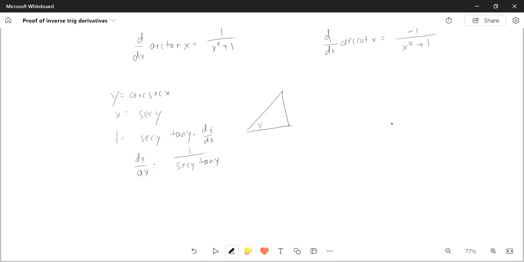So now we have to draw a triangle again. And secant is hypotenuse over adjacent. So that means this is x and that is 1. So we have the square root of x squared minus 1 as our opposite.